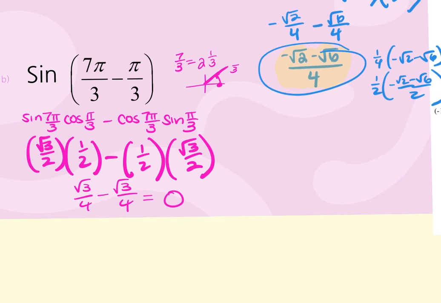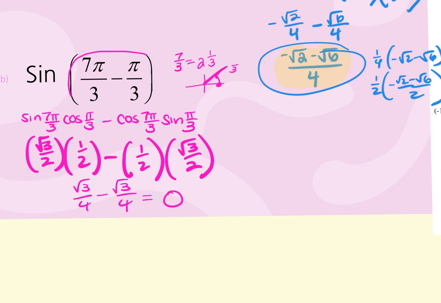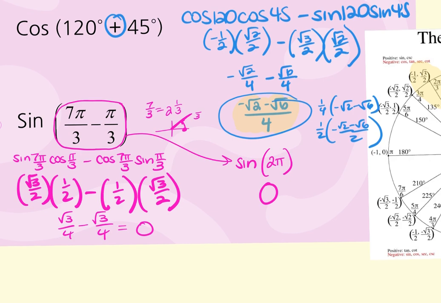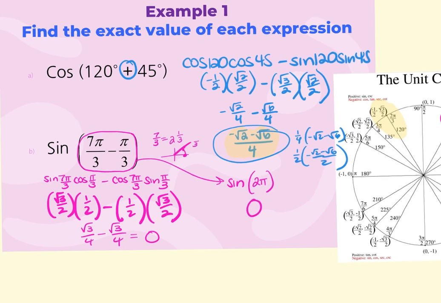So sometimes they can be simplified. I would check from the beginning now that you know this. What is 7 pi over 3 minus pi over 3? 6 pi over 3, and 6 pi over 3 is 2 pi. And what is the sine at 2 pi? 0. Most of them will not be able to be simplified, but obviously if you can, try it out. It might be easier.